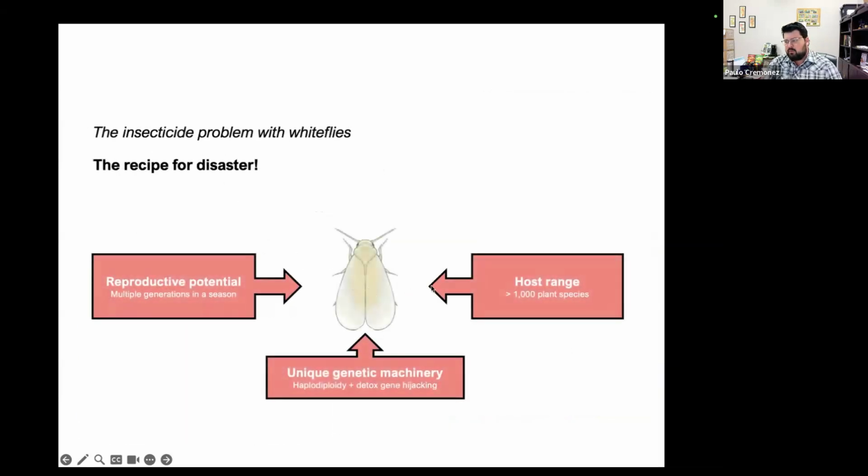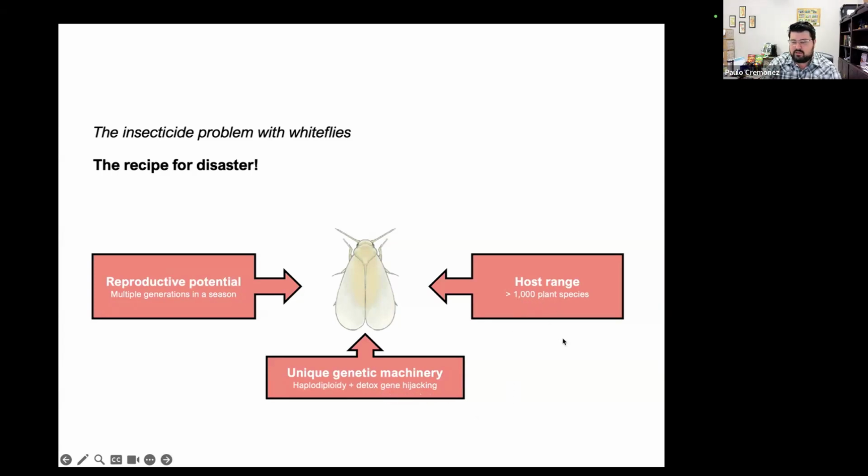But basically, what is the insecticide problem with whiteflies? Well, because of their highly reproductive potential, they can produce multiple generations in a season. They have a unique genetic machinery, so they are haplodiploid, which basically means that their males carry only half of their genetic characteristics, so they necessarily pass on to the next generation whatever they have. So if they're resistant, their next generation may be more resistant than them, and they are capable of hijacking detoxification genes from plants, for example.